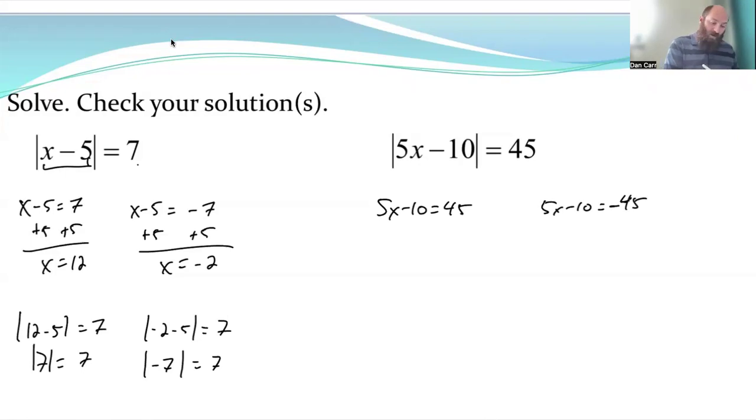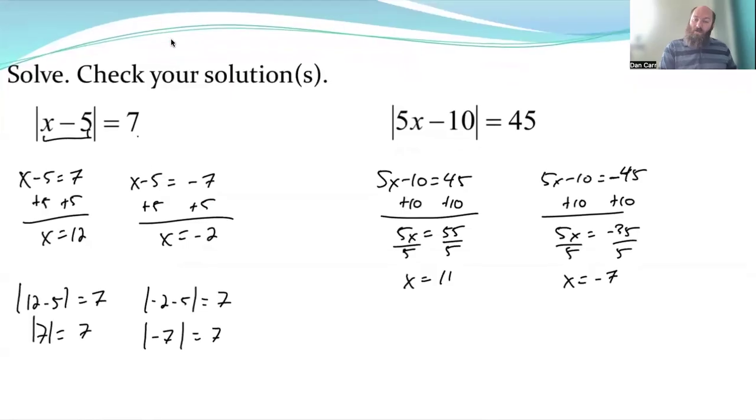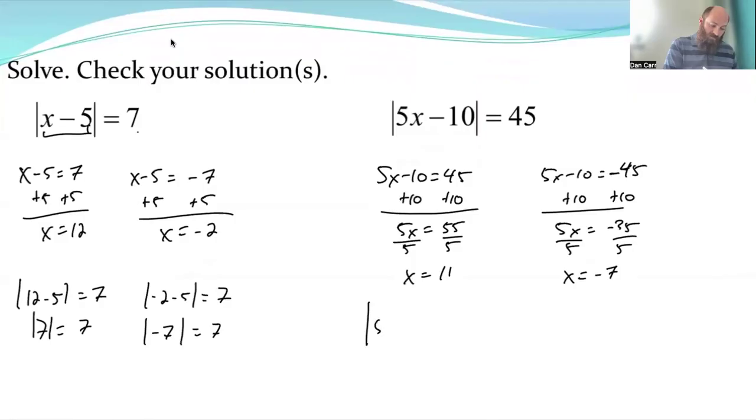Okay, so from there, do my normal solving steps. We're going to add 10 to both sides, so 5x equals 55. Divide by 5, and I get x equals 11. Over here, we add 10, so that 5x equals a -35. And then divide by 5, so x equals a -7. So we try out both of those just to be on the safe side. We got 5 times 11 minus 10. See if that equals 45. And then 5 times a -7 minus 10. And see if that equals 45.